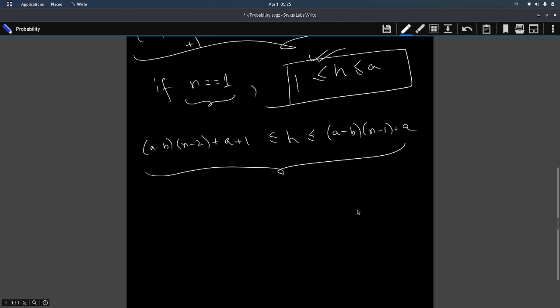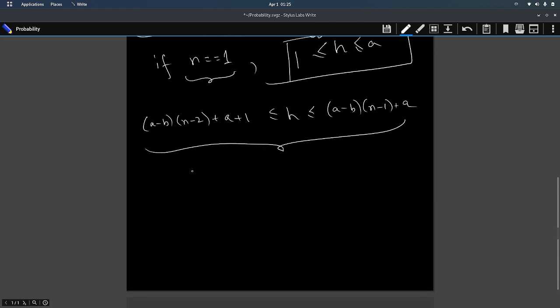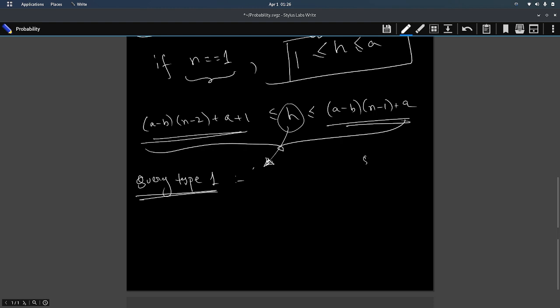Okay, now the thing is, we will be given snails. If a certain snail, let's say for query type 1, isn't in the range of this, it basically means that either the snail is lying.